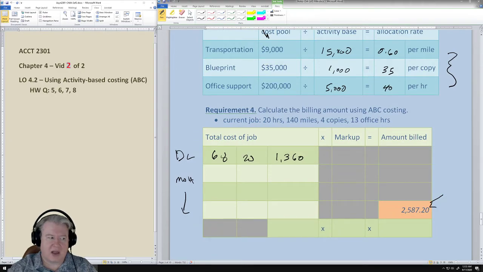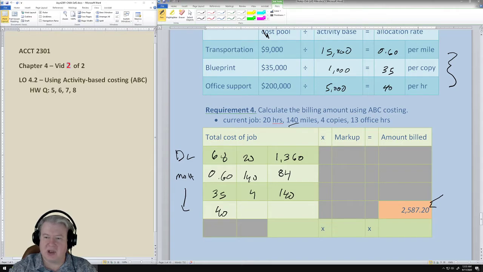So here, the first one is, well, it's at 60 cents, and that's per mile. So how many miles did we have? Well, we had 140 miles. And that comes out to 84. And then the next one we have here is $35 per copy of the blueprints. How many blueprints did we have? We had 4 copies. And so that's 140. And then the last one is $40 an hour for the office hours, the office support hour people. And so that's 13 hours that was billed to this. And that comes up to 520.